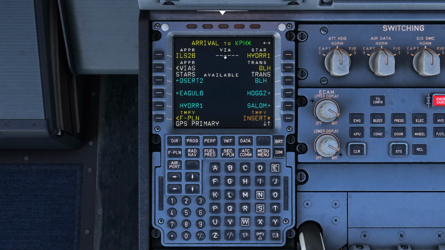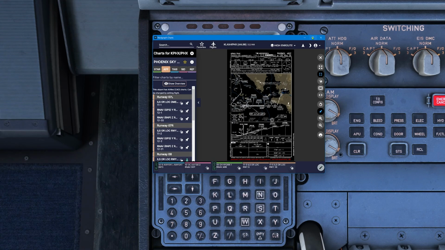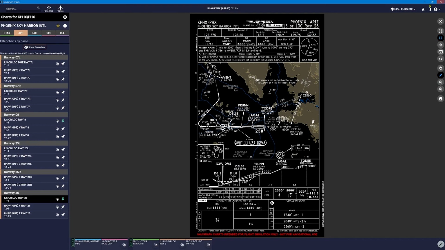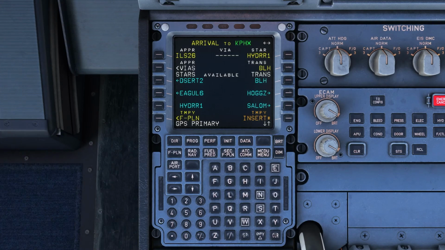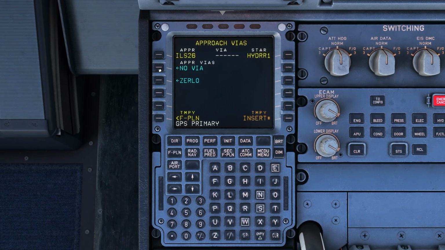Now here is the magic right here. This says VIA. The VIA is based on the approach that you are going to use for ILS 26. Now this is a little tricky, and so before we do that, let's see what our options are. So if we click on VIAs, what are the options? So the only option we have is Zerlo.